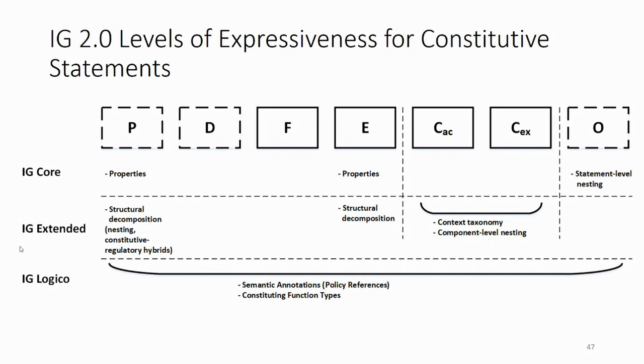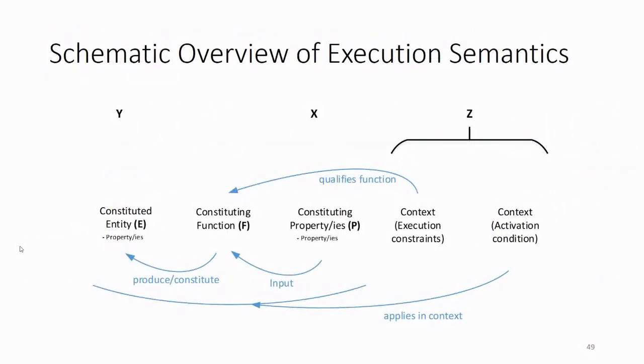So looking back now at the complete picture of the levels of expressiveness as they apply for constitutive statements, IG Logico shifts the perspective from structure to semantics, and specifically across the entire statements more generally, or at least the relevant subset thereof. What we do here is introduce additional semantic annotations, in parallel to the ones introduced on the regulatory side. But we also introduce the concept of constituting function types, and I'll get to that in a second to continue the explicit elaboration on how they actually function and how we can use them in practice.